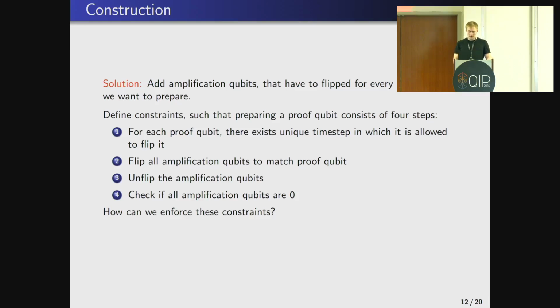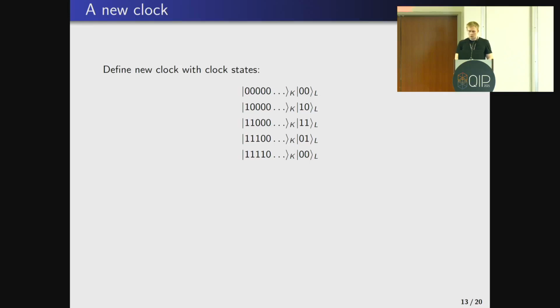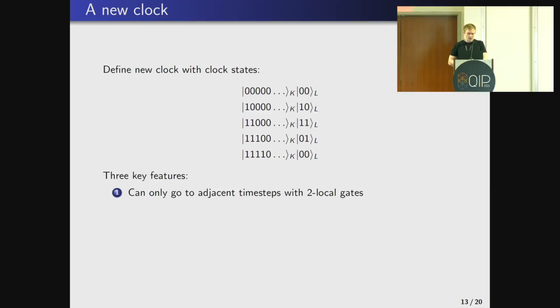Now, how can we enforce this? We use a certain clock construction. You can see here we have 2 registers, K and L. And you see from the time steps that on the register K, we always just flip 1 0 to 1. But the right register L is 4-cyclic. And this clock has 3 key features for us.